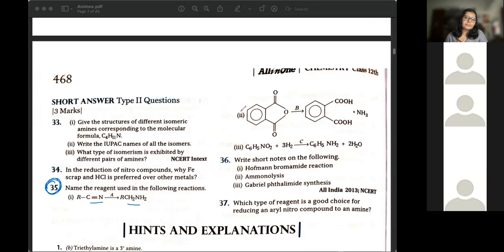So if you look at B, this is phthalic anhydride. You're converting it into phthalic acid and an amine. There are so many reagents. Now, which should we write? Anyone? Okay. The third one, you need to be a little careful because you're already given hydrogen gas here. So you just need to tell me what will come over here.